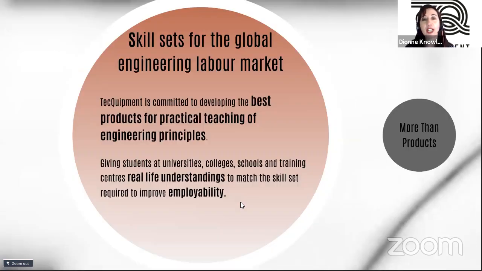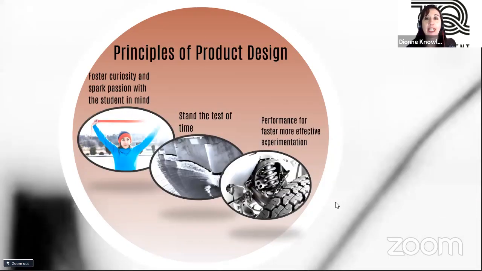And engaging takes me to principles of product design, because it's through fostering curiosity and sparking passion that we have as an objective for developing new products and enhancing our existing products. We also don't want them to last just a couple of years. We have a 5-year warranty as standard, but many products last long beyond that. We've got pieces of equipment that go back to the 1960s that are still in use, because we design with standing the test of time. At the same time, we're always looking at how we can make the equipment, the teaching apparatus, perform better, faster, while still achieving the learning outcomes.